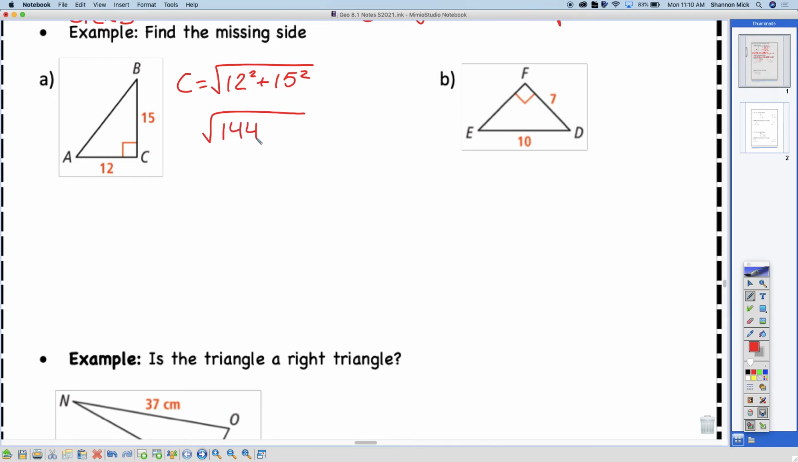144 plus 225. So I have the square root of 369. So we are not going to have decimals. We need to have it reduced. So remember our rules about 4. Like if 4 goes into it, 4 goes into the last two numbers. If 9 goes into it, I add the digits up and 9 goes into that number.